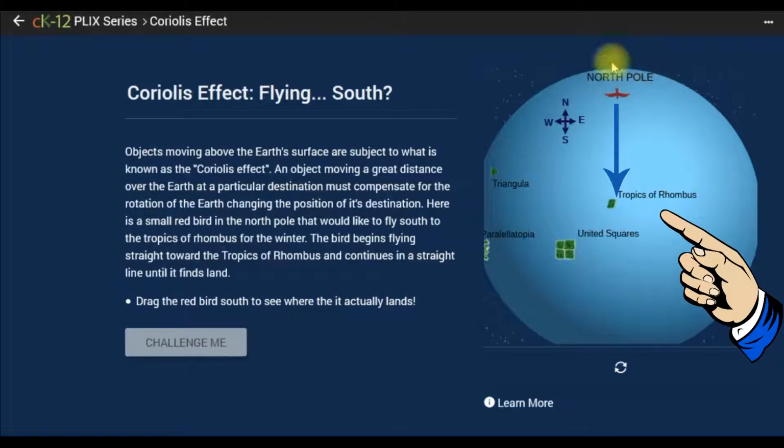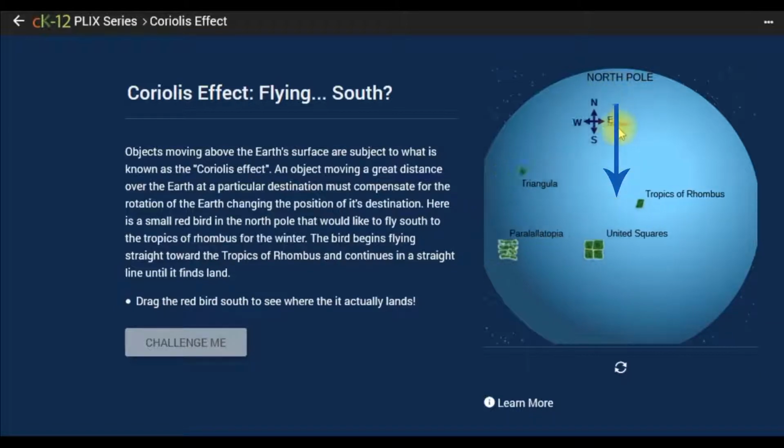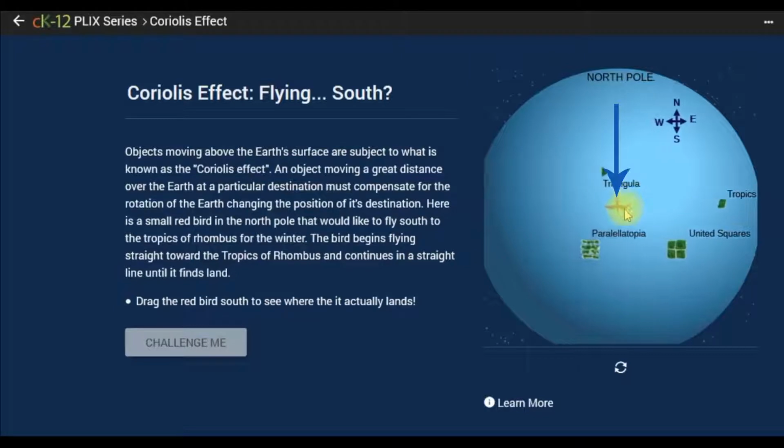So let's look at this globe. Earth will be rotating from west to east, while the bird on top will be flying south to this place called Tropics of Rhombus. As you see, the bird missed its destination, even though it flew south on a straight line. The bird missed the tropics of Rhombus because of Earth's rotation.